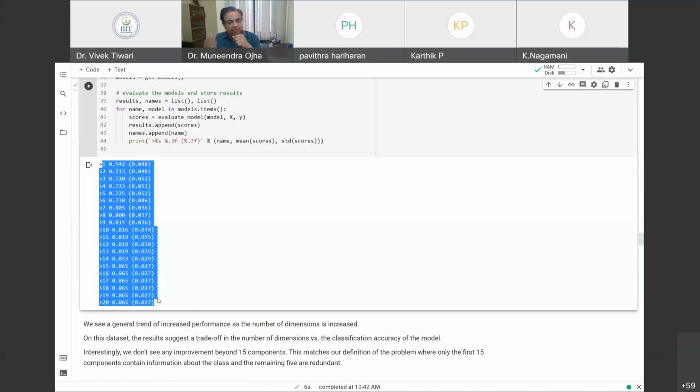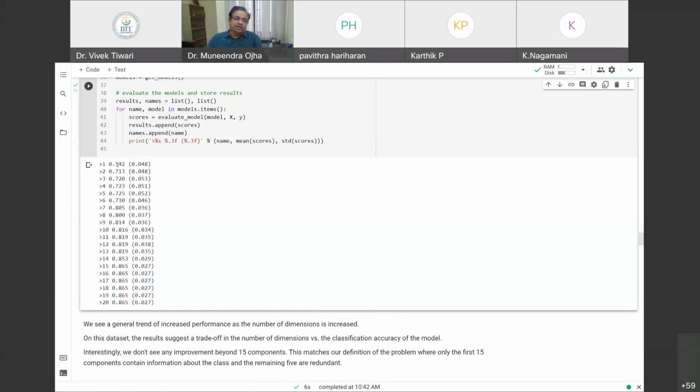The second principal component will give you a slightly smaller rise, but not as big as the first one. So you see the increase in accuracy with the first one. Of course it started from 0, so the first one gave you 54% accuracy.